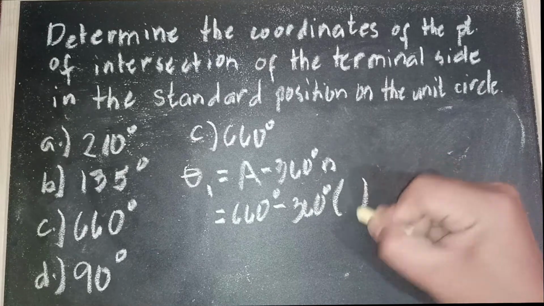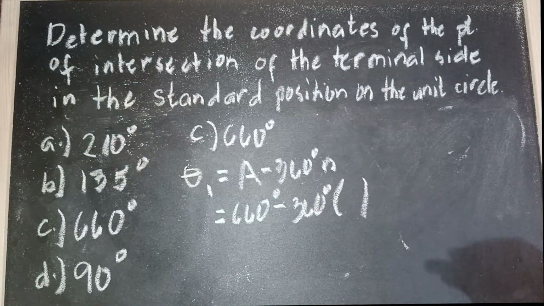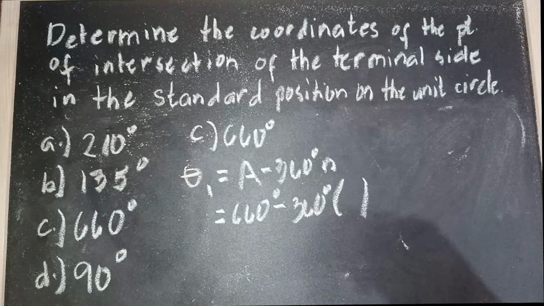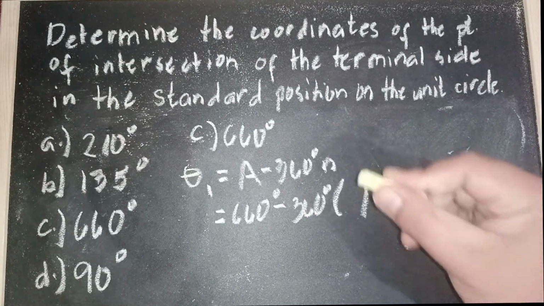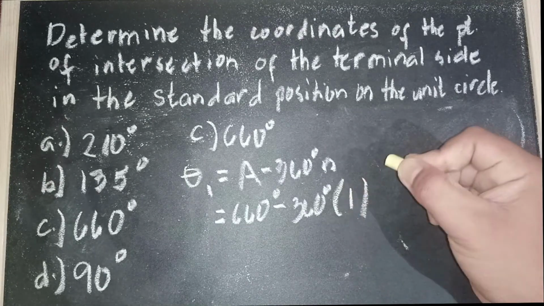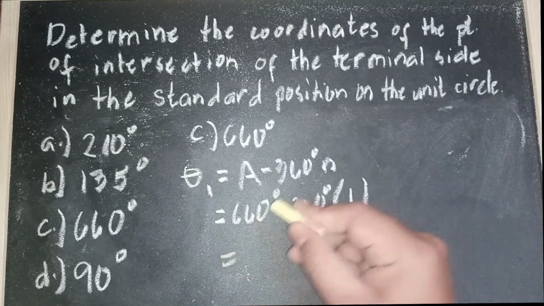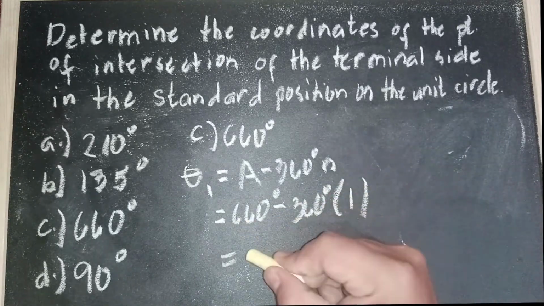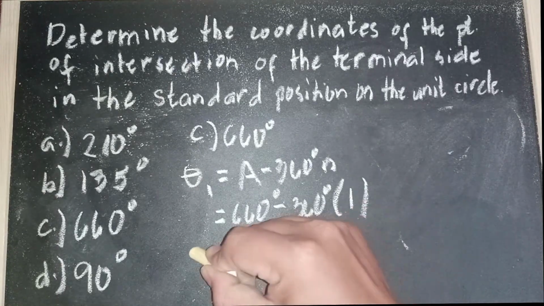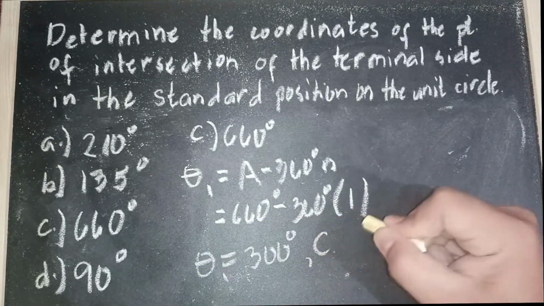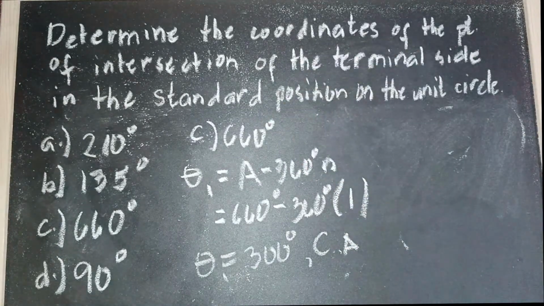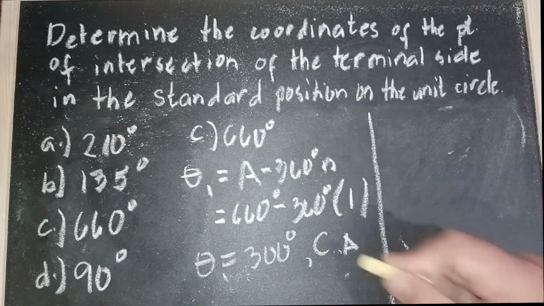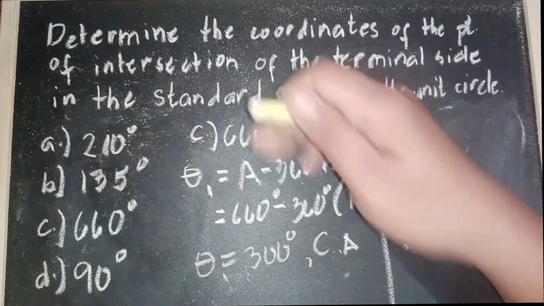So, what is the value of n? Here we do trial and error. The smallest positive coterminal angle we get should be greater than 0 but less than 360 degrees. So the value of n here, mga boss, is 1. We have 360 degrees times 1 is 360, and we subtract it from 660, that is equal to 300 degrees. So this is the coterminal angle of 660 degrees, and this is what we will use to find the reference angle of 660 degrees.